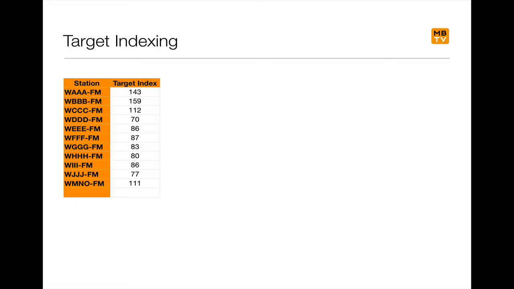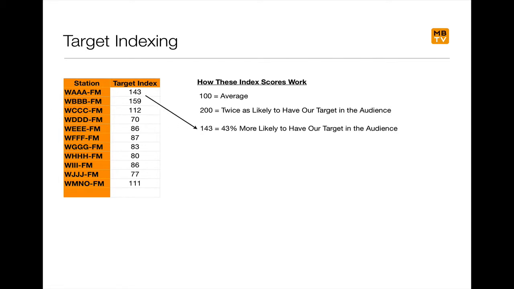And here it is. The way target indexing works is 100 means it's average. 200 would mean that media outlet is twice as likely to have your target customer than the market at large. So here are a couple concrete examples. WAAA with its 143 target index score is 43% more likely to have our target in their audience. And unfortunately, WDDD is 30% less likely to have our target in its audience with a score of 70.